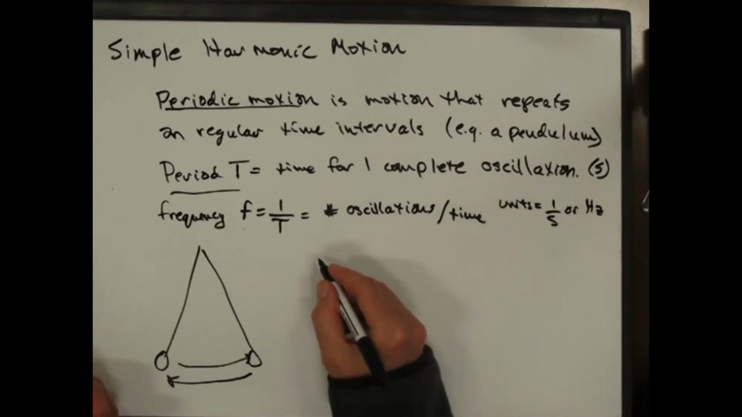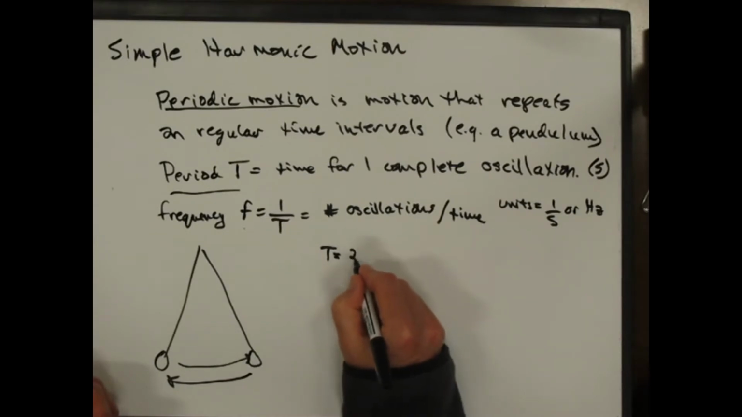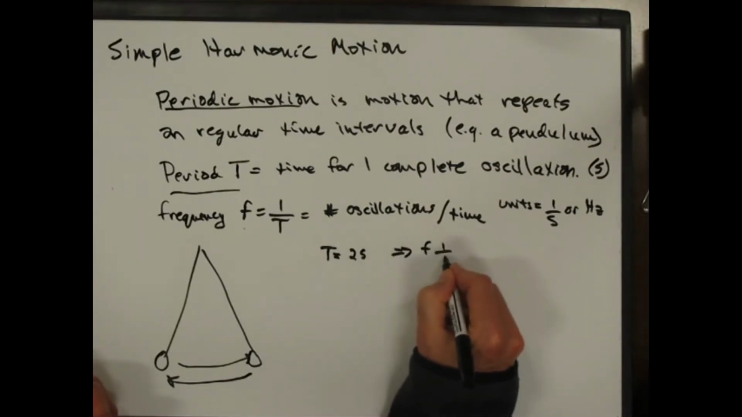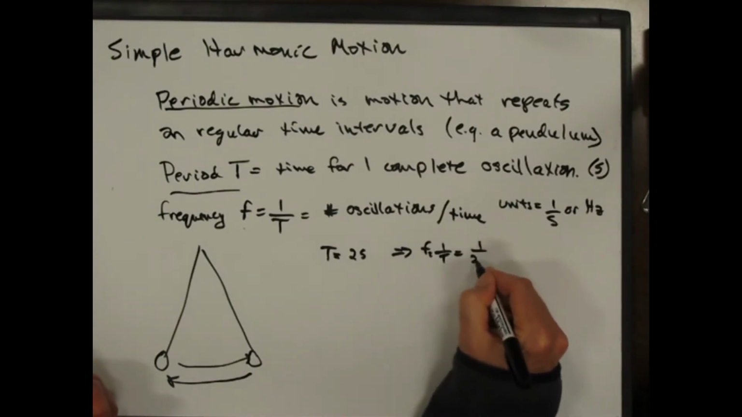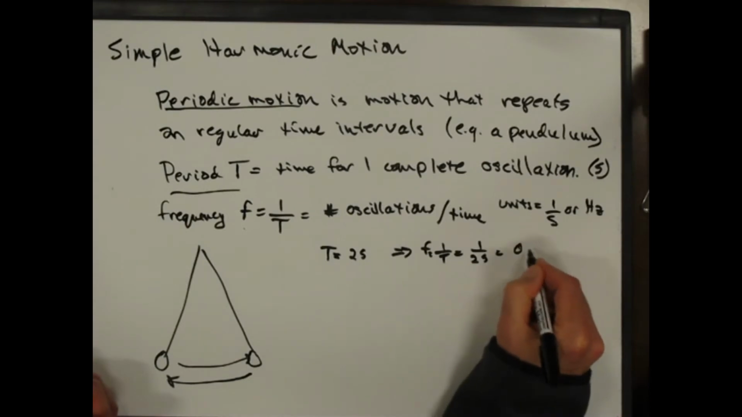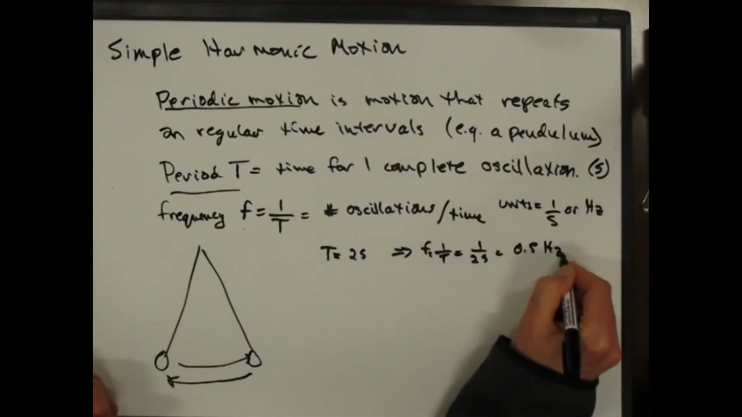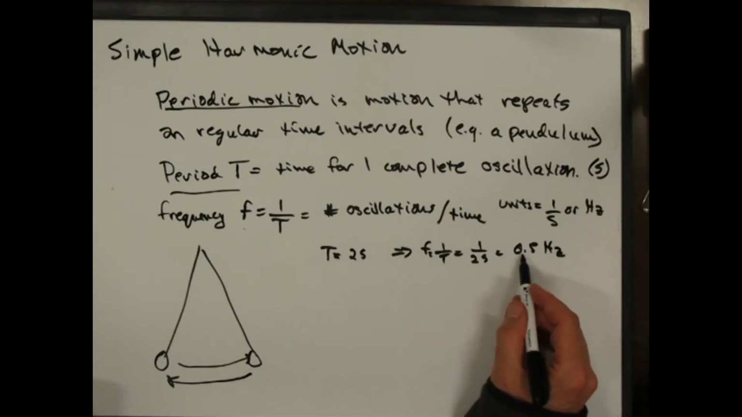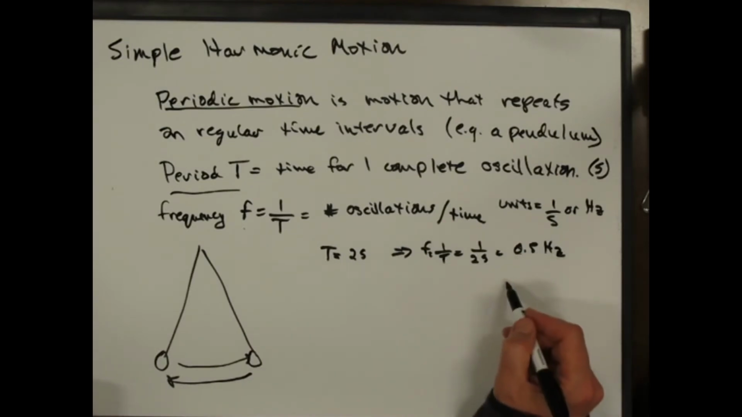And so you could say, if the period is 2 seconds, then the frequency is 1 over the period, which is 1 over 2 seconds, which is 0.5 hertz. Right? And so this is saying the period is 2 seconds, and this is saying there's half an oscillation per second.